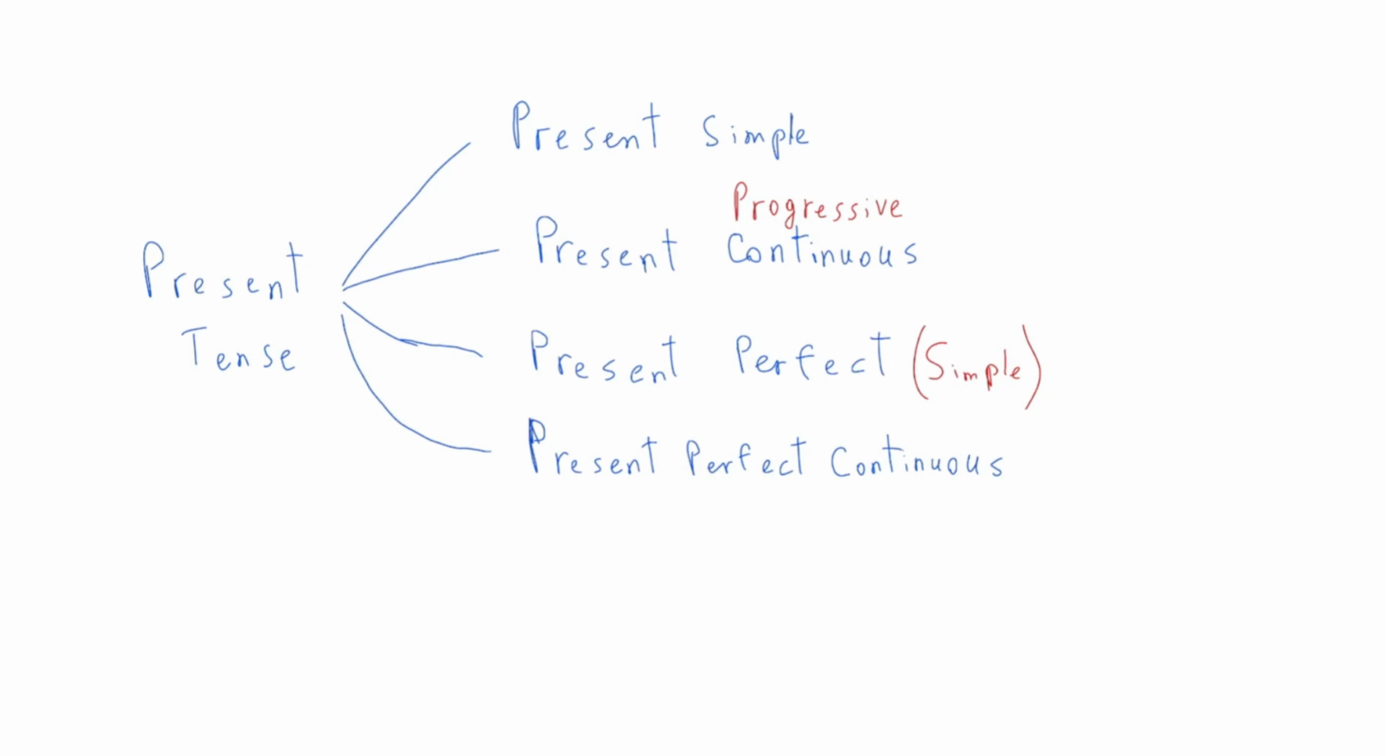So how are we going to use these forms? Let's give examples for each form. Present simple is going to be, let's say, I play every day. And present continuous, I am playing now. Now, present perfect, I have just played, you see, I have just played.